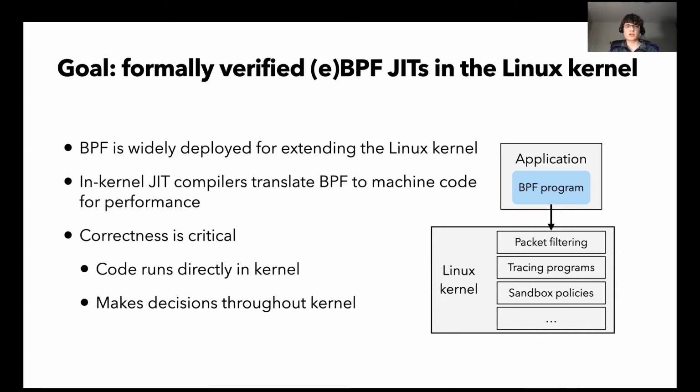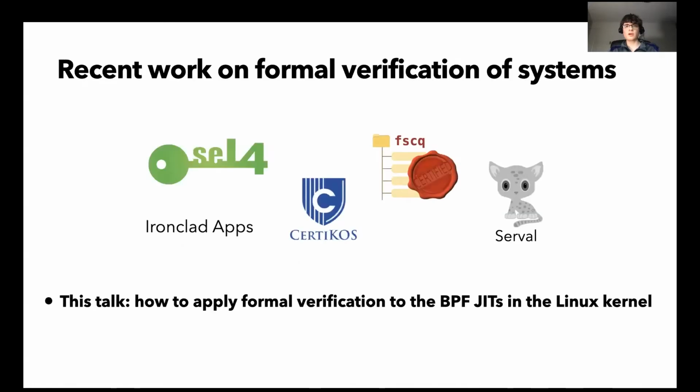The correctness of these JIT compilers is critical because the machine code they produce runs directly in the kernel and is responsible for making decisions throughout the kernel. This makes them an attractive target for applying formal methods. Over the past couple years, we've seen a tremendous amount of work from the community on applying formal verification to system software. In this talk, I'm going to tell you how to apply formal verification to the BPF JITs in the Linux kernel.